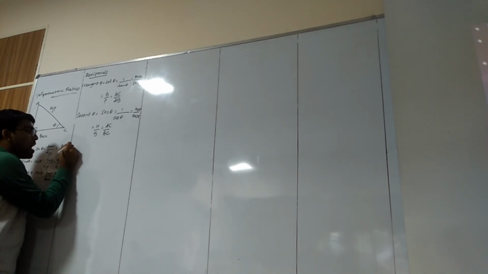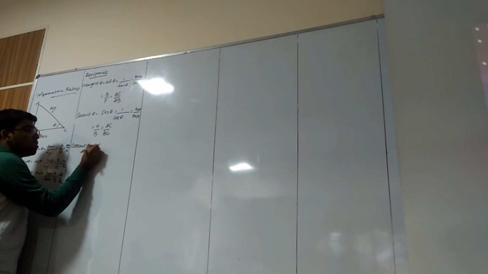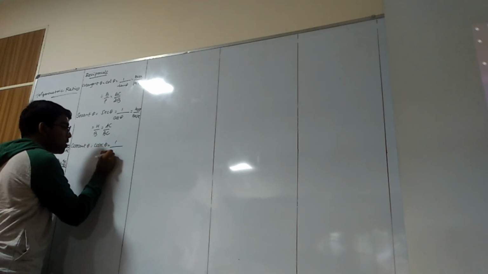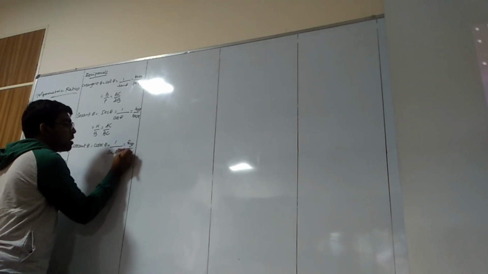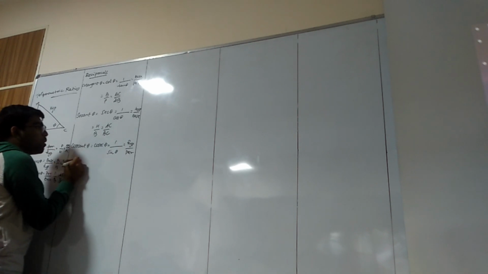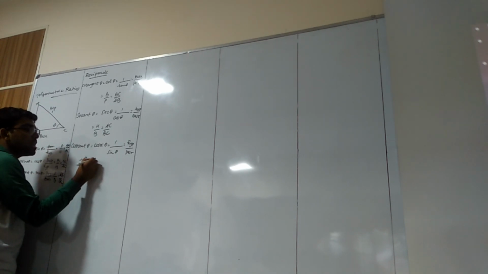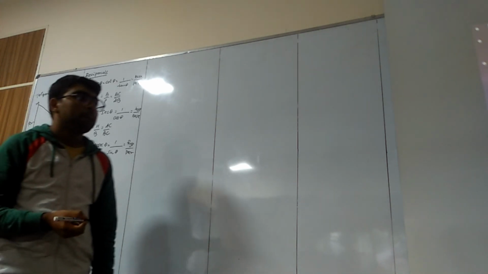Then we have cosecant, which is equal to 1 by sin theta, which is nothing but hypotenuse by perpendicular. We call it h by p. So here h is AC divided by AB. Okay?